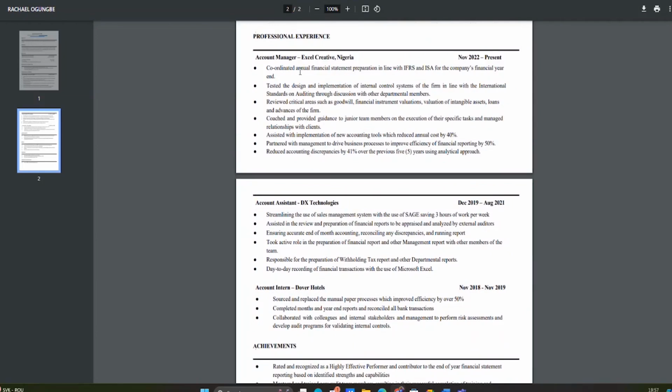Yes, sir. You can see my screen. Good. This person never sat in a data analyst role, because it didn't sound like it here. But by the time we transformed this CV, she had too much experience to count. Look at this: day-to-day recording of financial transactions with the use of Microsoft Excel. What are we doing here? We're using Excel. Again, monthly ensuring accurate end of month accounting, reconciling any discrepancies and running reports. What are you doing as a data analyst?